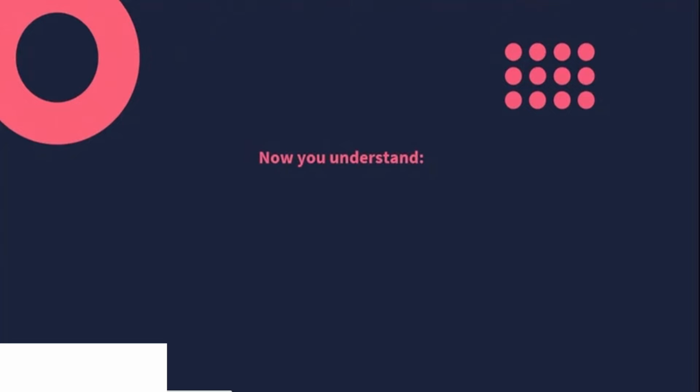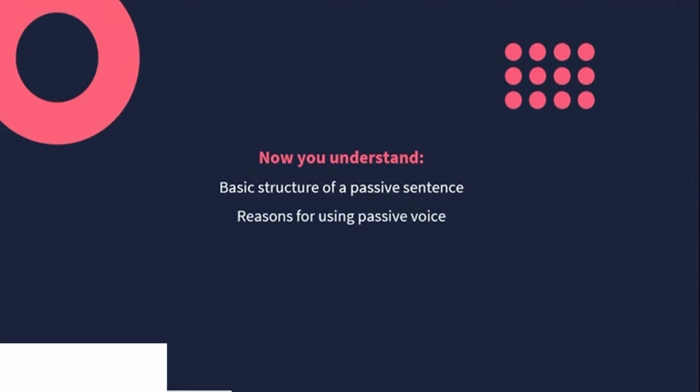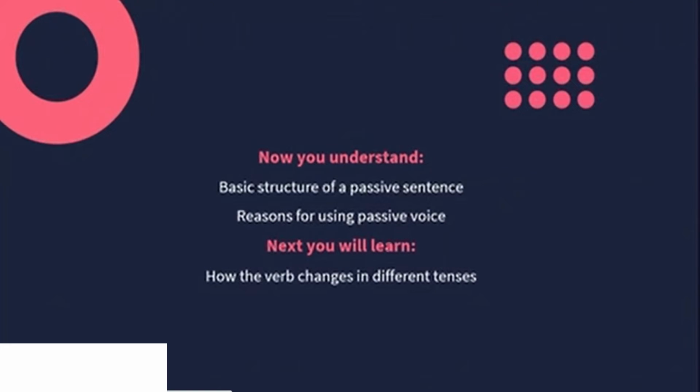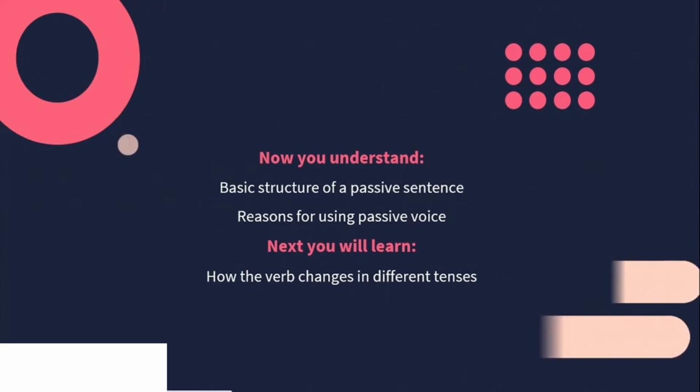Okay, so now that you understand the basic structure of a passive sentence and also the reasons for using passive voice, you can learn about the different ways in which the verb changes when a sentence changes from active to passive voice. Yes, the verb changes depending on the tense of the sentence. So, we need to look at each tense separately to see how the verb changes when we convert sentences from active voice into passive voice.